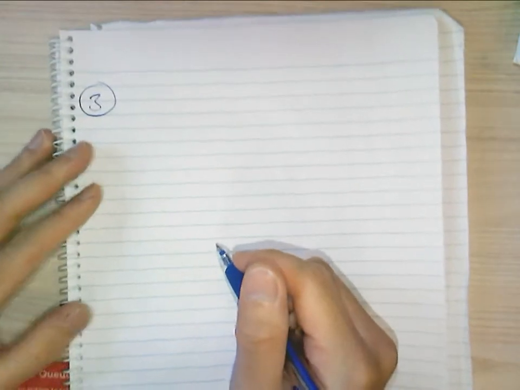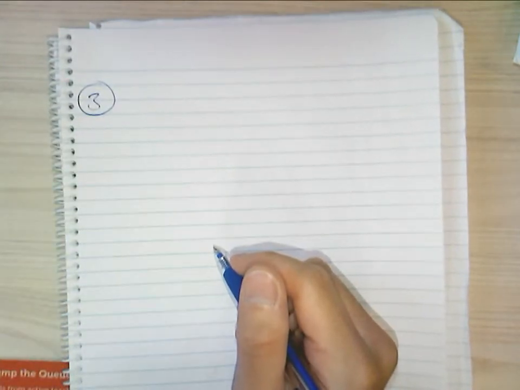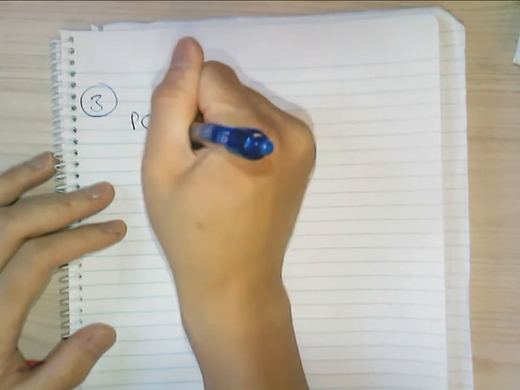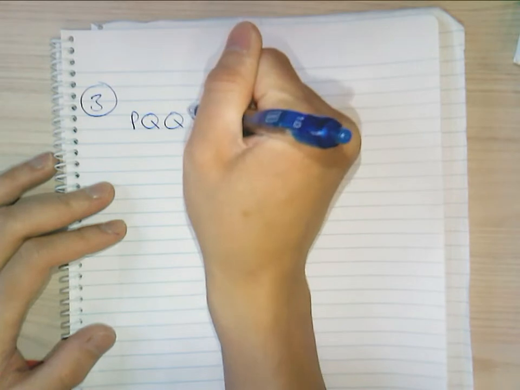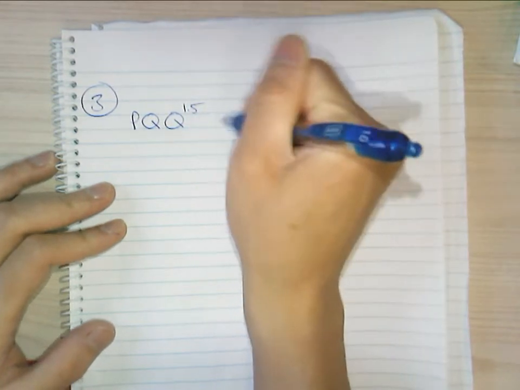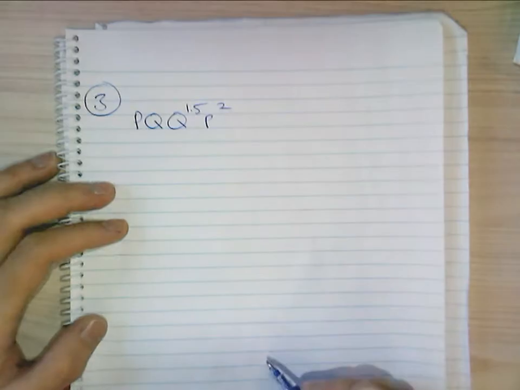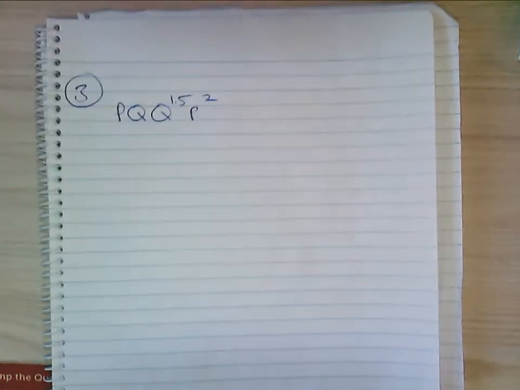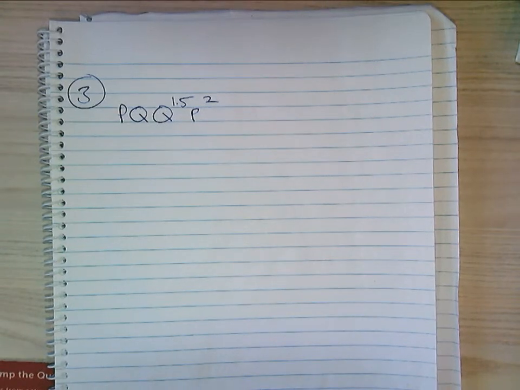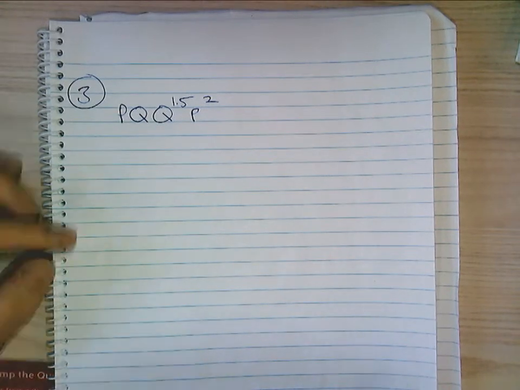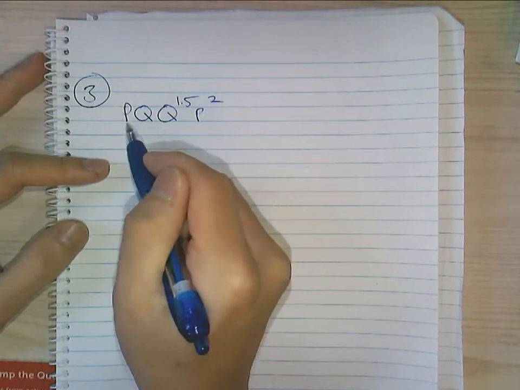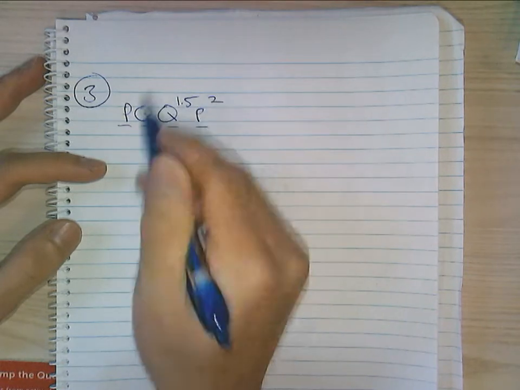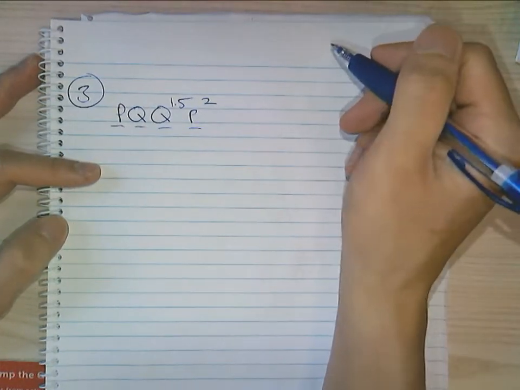Okay. It's alright. Welcome. Question 3, we've got p, q, q to the power 1.5 and p squared. Okay, so what's our job here? Our job is to simplify for this problem. So just notice that each of these 4 terms are being multiplied together, right? So whenever I see something like this, I know I'm probably going to be using one of these indices rules.